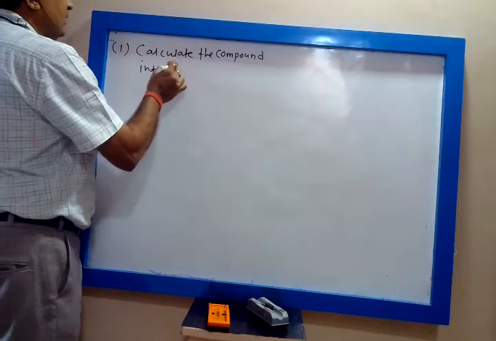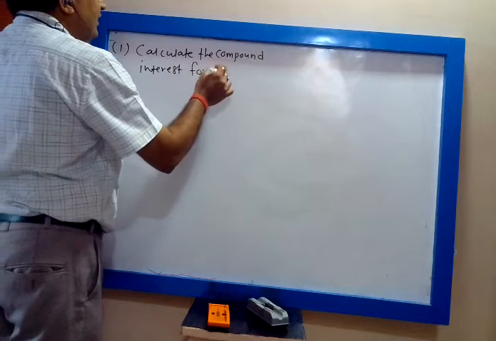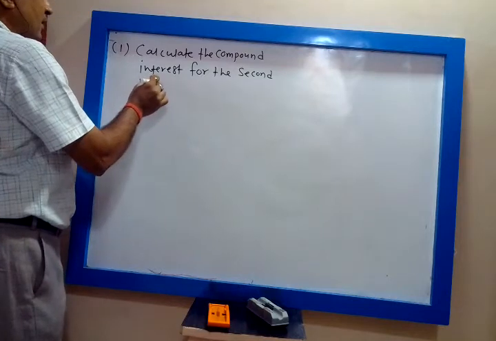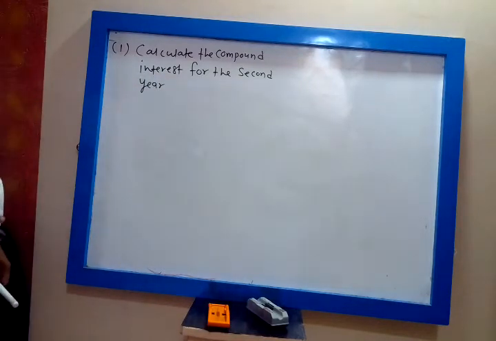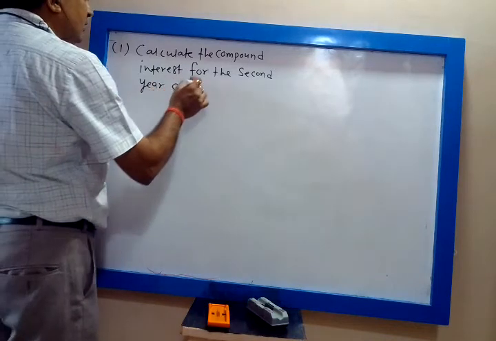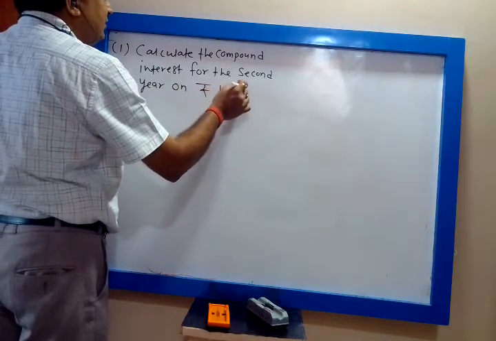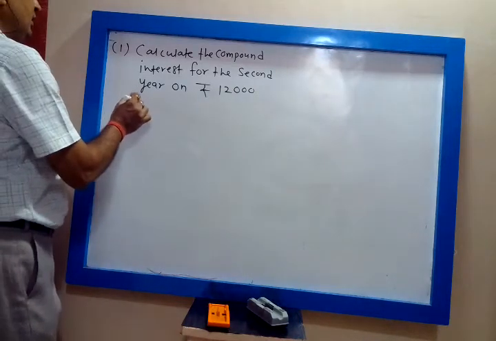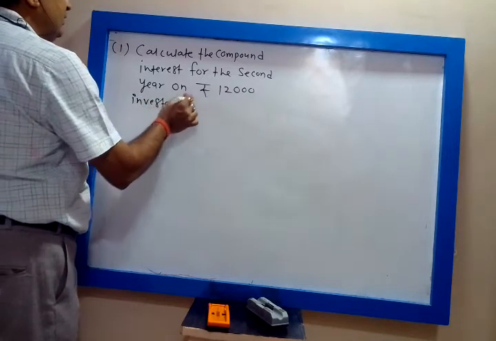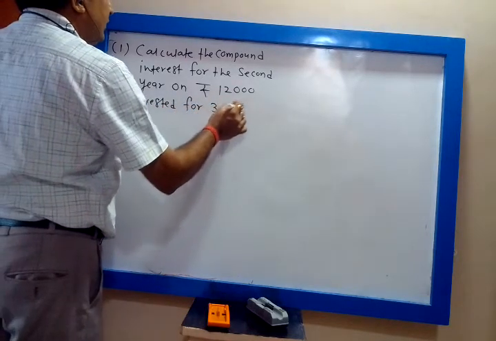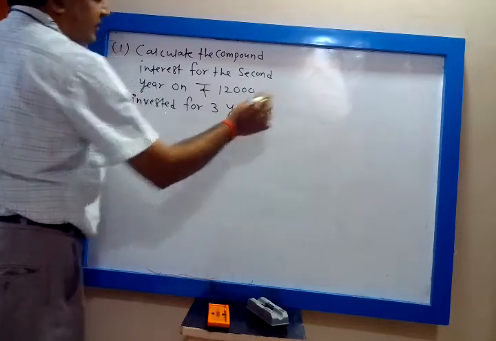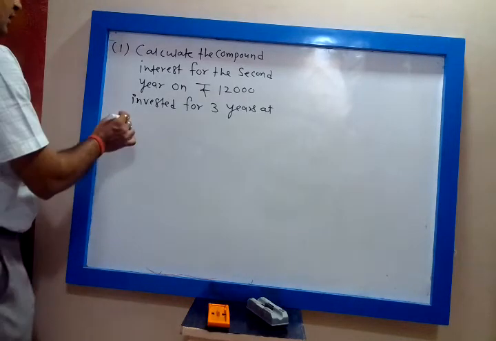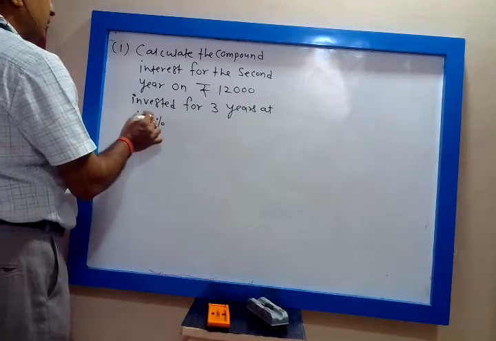Calculate the compound interest for the second year on rupees 12,000. So 12,000 is the principal amount. 12,000 invested for 3 years at 10% per annum. At 10% per year. Per year means per annum.